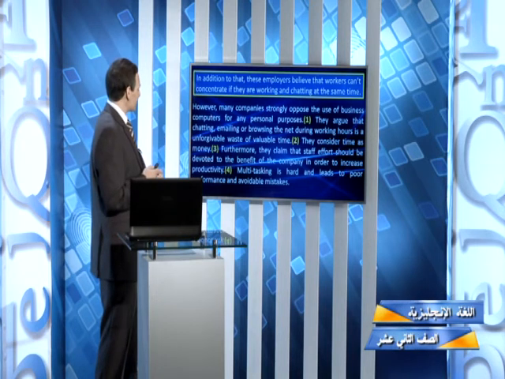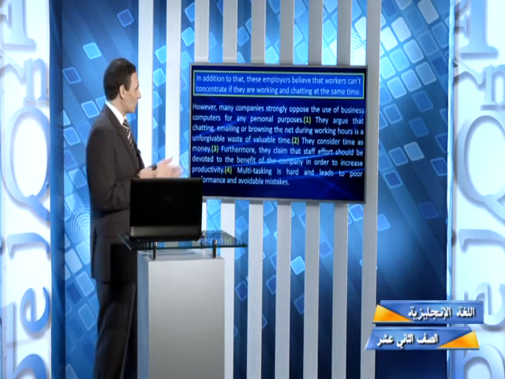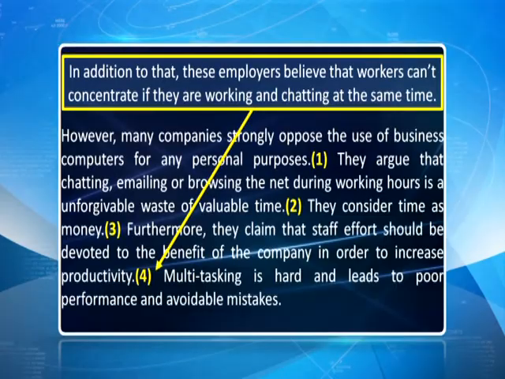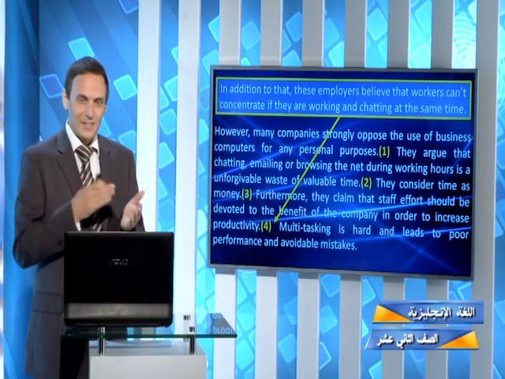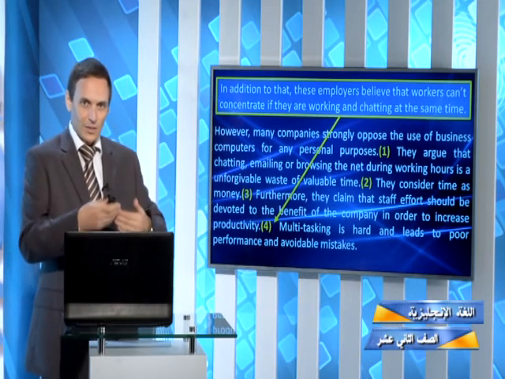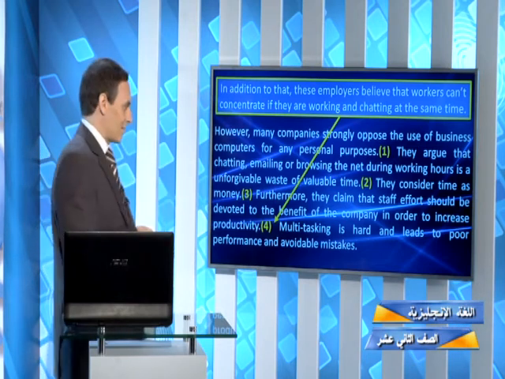So notice that in the sentence it says, if they are working and chatting at the same time. Well, the place is right here, because the last sentence says multitasking. Multitasking is the definition for working and doing other things at the same time. So notice that there is some sort of logical connection between the sentences. So we have transitions, and also there is some sort of logical coherence and flow from one idea to another.